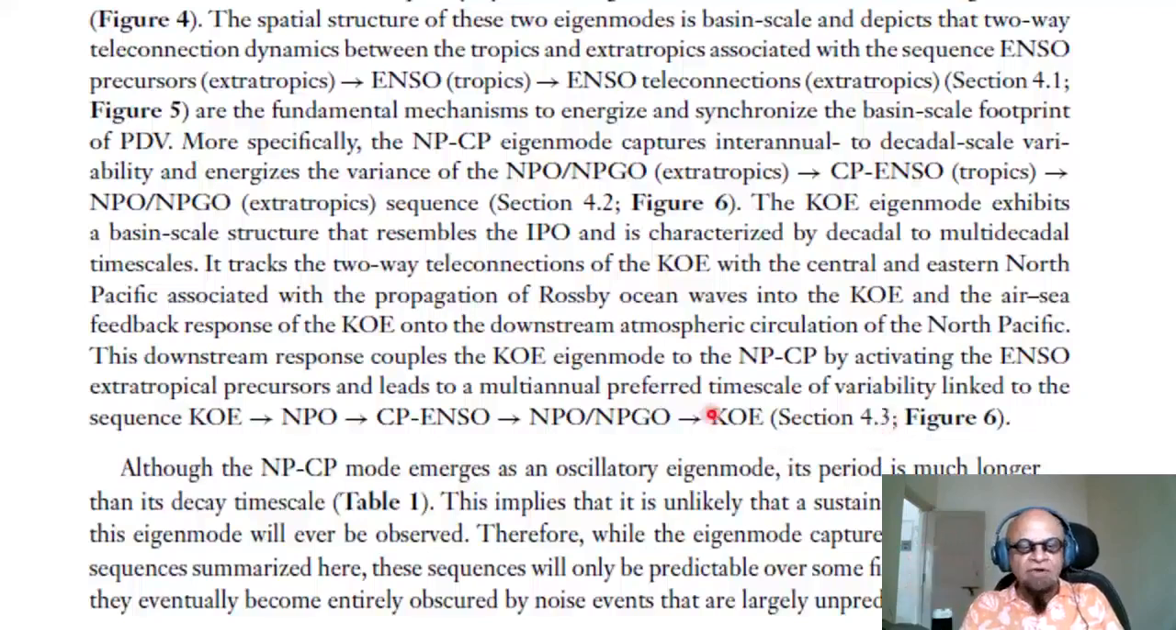Okay. Although the NPCP mode emerges as an oscillatory eigenmode, its period is much longer than its decay timescale. You can look up the table for that. This implies that it is unlikely that a sustained oscillation of this eigenmode will ever be observed. Therefore, while eigenmodes capture the dynamical sequences summarized here, these sequences will only be predictable over some finite period until they eventually become entirely obscured by noise events that are largely unpredictable.